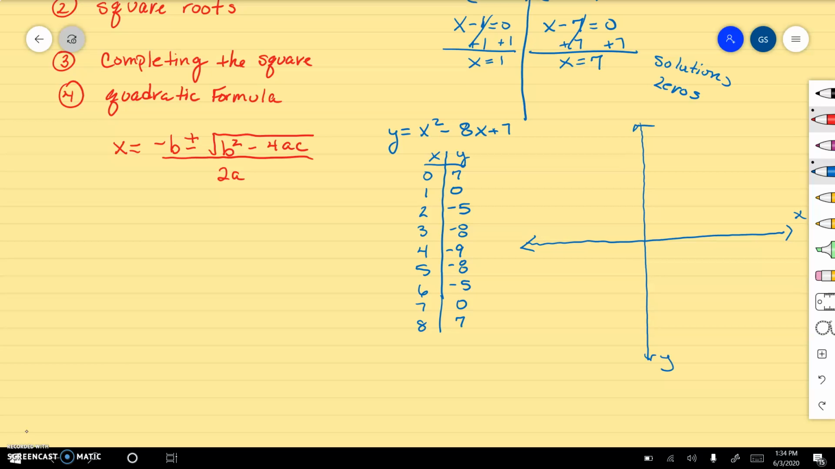Now, what we're going to do is we're going to estimate where these points would be, okay? So 0, 7. So 0, 1, 2, 3, 4, 5, 6, 7. There's your first point. I'm going to change it to red. All right, 1, 0. 2, negative 5. So 2, 1, 2, 3, 4, 5. 3, negative 8. 1, 2, 3, 4, 5, 6, 7, 8. Then the next one's going to be negative 9.